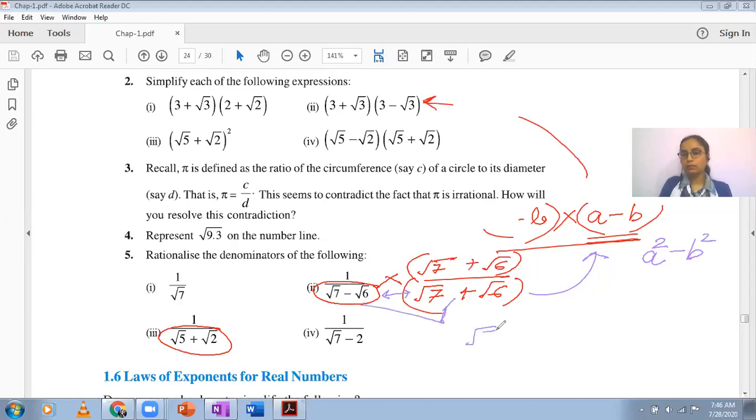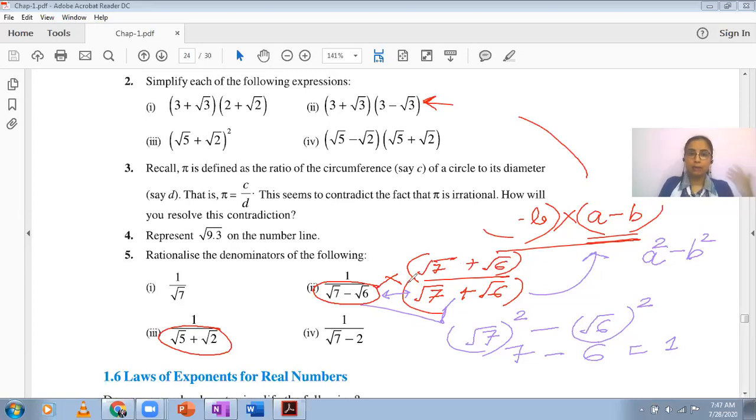These two will get converted into this: root 7 squared minus root 6 squared. So this will be 7 minus 6, which will be 1. And as you can see, earlier your denominator contained irrational values. After we do this, there will be no more irrational value in the denominator.